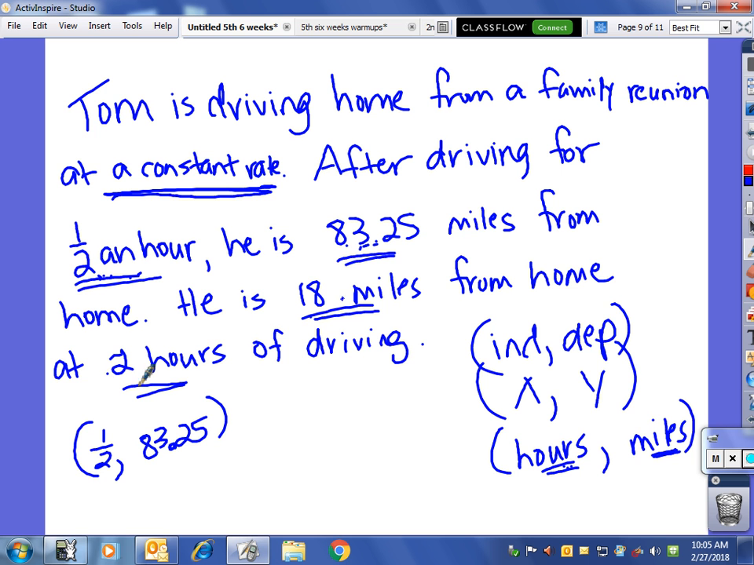What would this be as a point? 2 hours, 18 miles. Okay, do your thing with your calculator. You can change 1/2 to 0.5, or the calculator will do it for you. So you're going to go to Stat Edit, Stat Calculate, and it will tell you the whole equation. And then I'm going to ask you to do something with that equation. You can just leave it as a decimal. I'm okay with that.